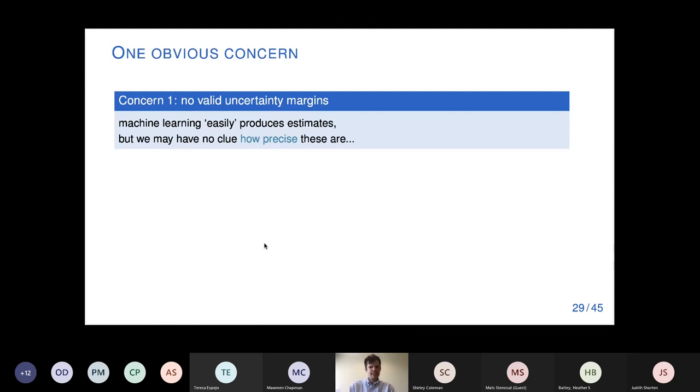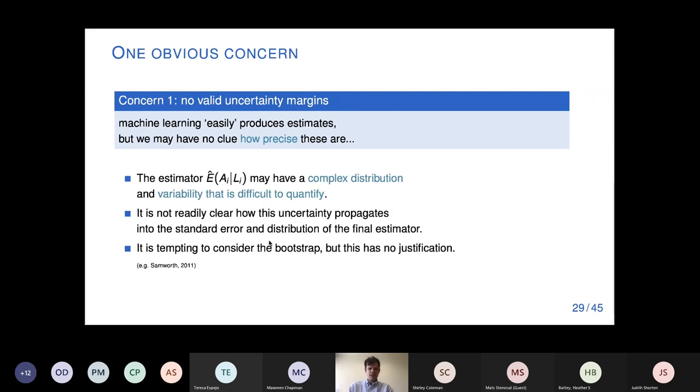And this is for two reasons. The first reason is maybe an obvious one. If we're using machine learning to get our predictions for the conditional mean of A, we can easily obtain estimates, but we have no idea in general how close these estimates are to the truth. So many statistical learning estimators have a complex distribution, and we don't know their statistical properties, and therefore it's not generally clear how to account for the uncertainty they bring to an analysis. It's also therefore not clear how their uncertainty propagates into the standard error of the estimator of our target parameter, which we wish to report on. Furthermore, it's tempting to consider the bootstrap, but in general, this has no justification. And this is because the data adaptive estimators of this conditional mean are usually non-regular.